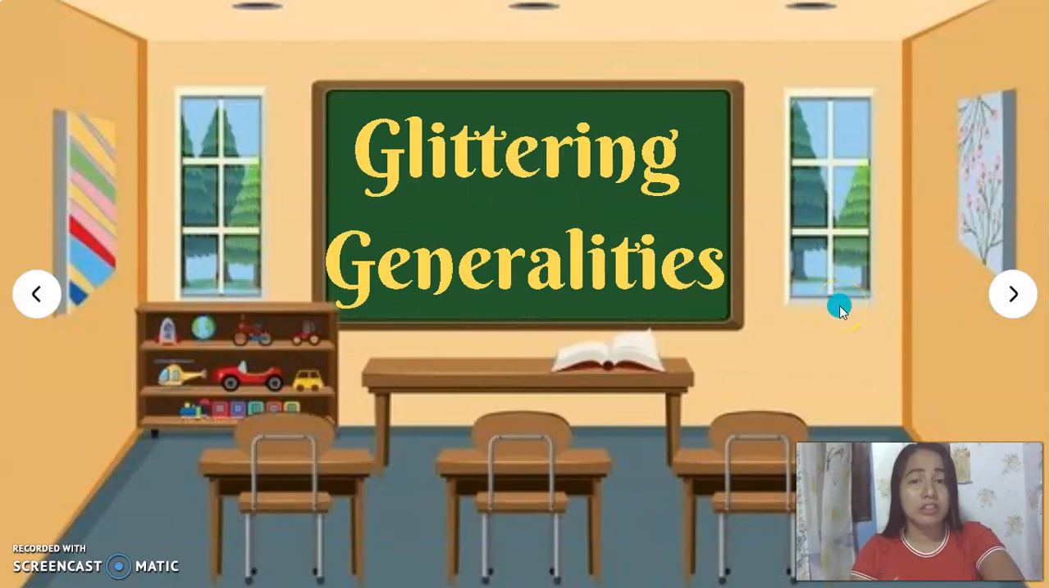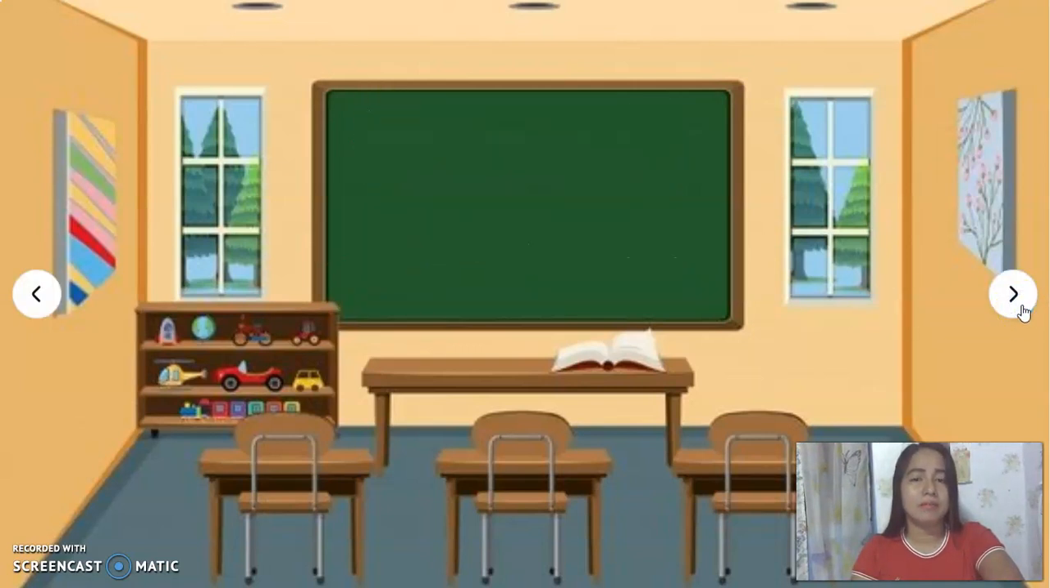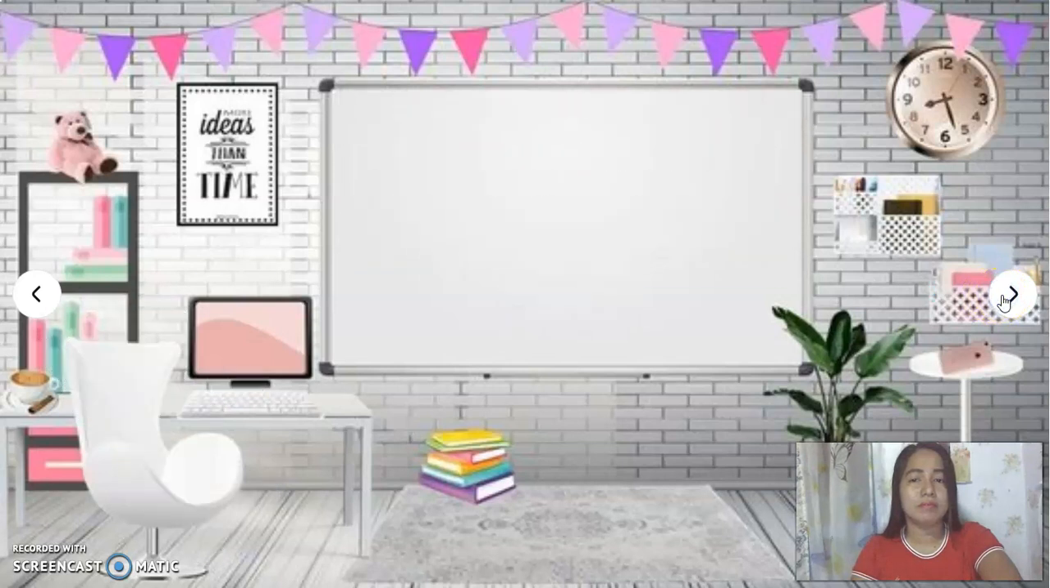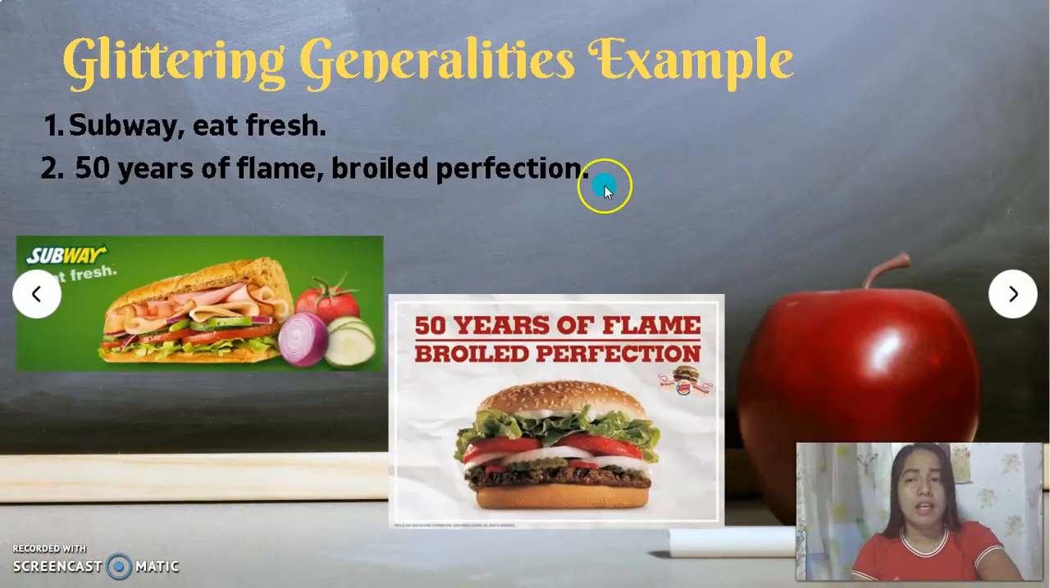Next, glittering generalities. From the word itself, glitter, glitters. It is defined as some attractive or impressive words or ideas which mislead the people. Example: Subway Eat Fresh. 50 years of plain broiled perfection.